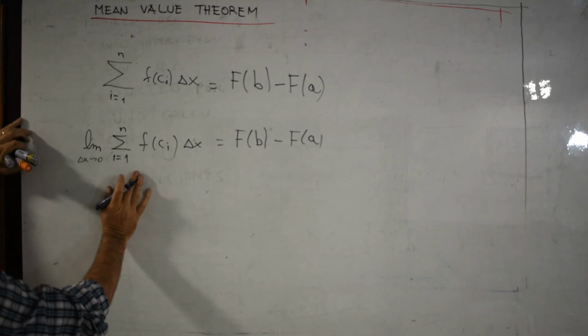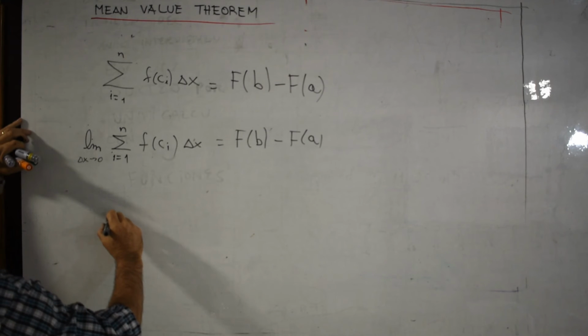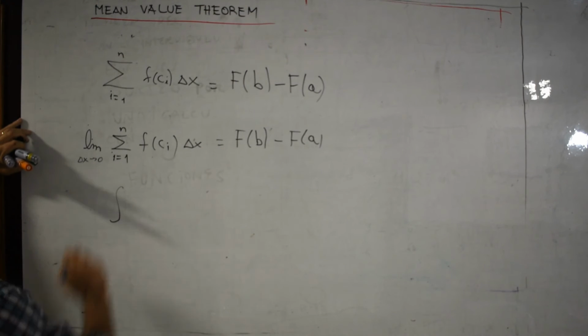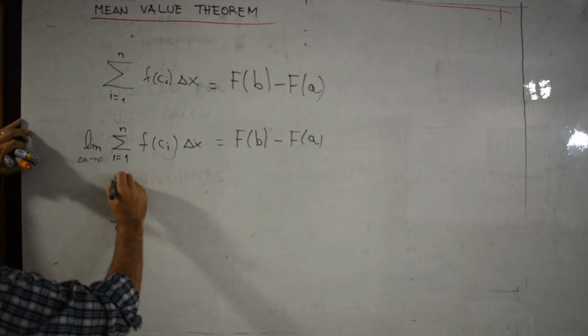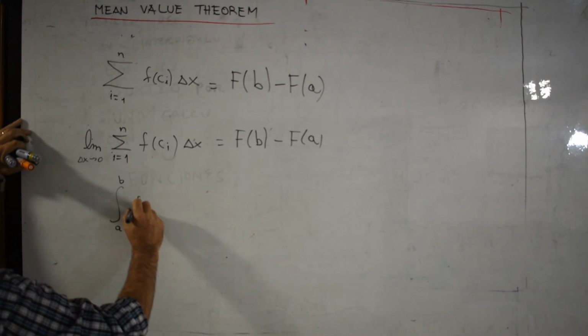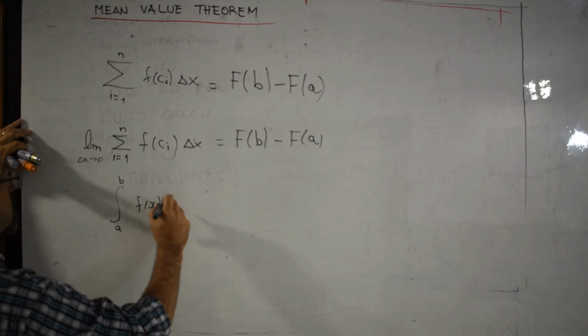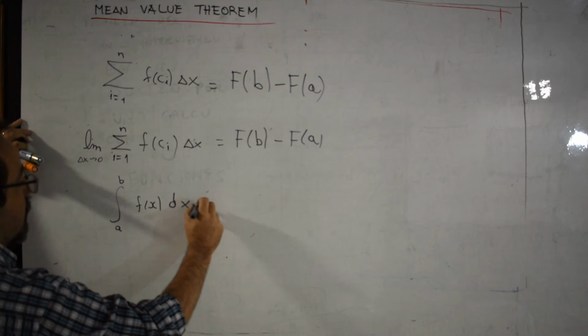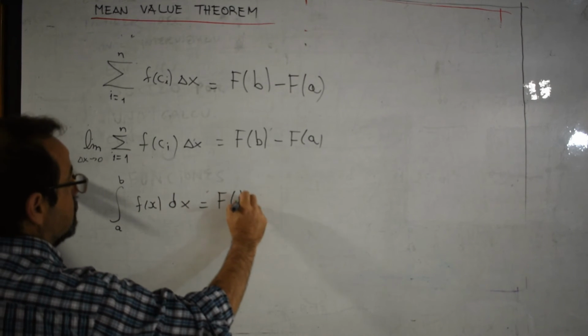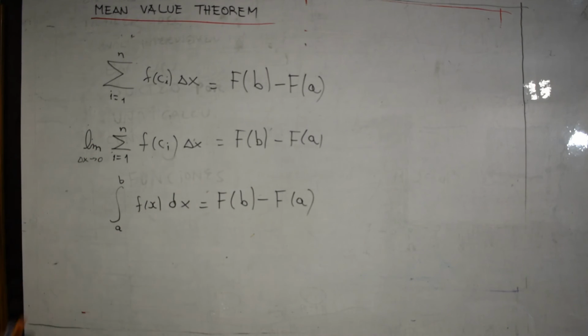This infinite summation, we said that it turns out to be the integration. This sum is an infinite sum from a to b. f(c), since c is going to be infinite values, is f of x. And delta x, when it tends to 0, turns out to be the differential x. And that's f(b) minus f(a), which is the fundamental theorem of calculus.